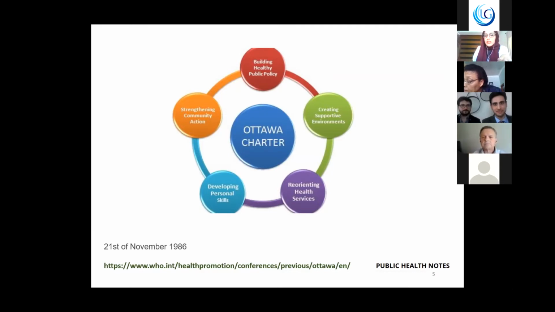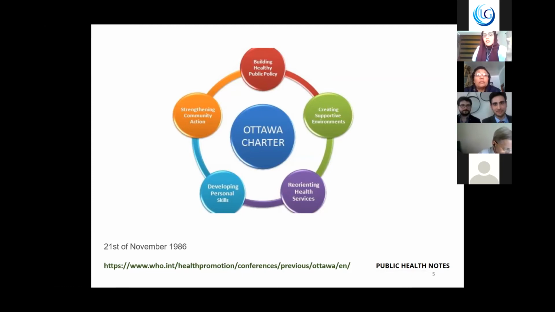The second action area is creating supportive environments. That relates to education, the house, the place where we work, or the place where we play, and how these settings help or make the healthy choice much easier. A clear example is a walking program in a community, and how we can link the individual to the community. The third action area is strengthening community action.